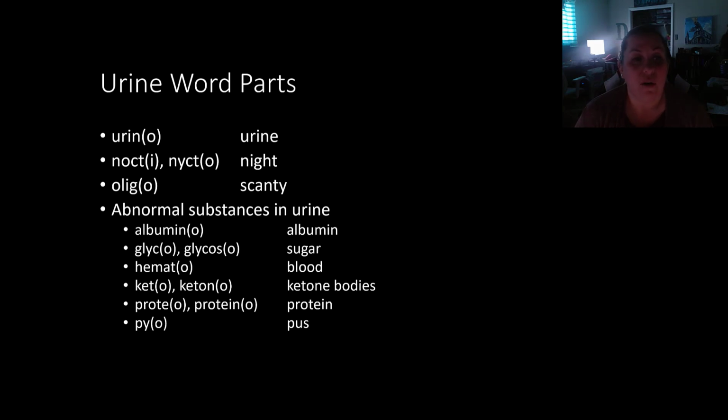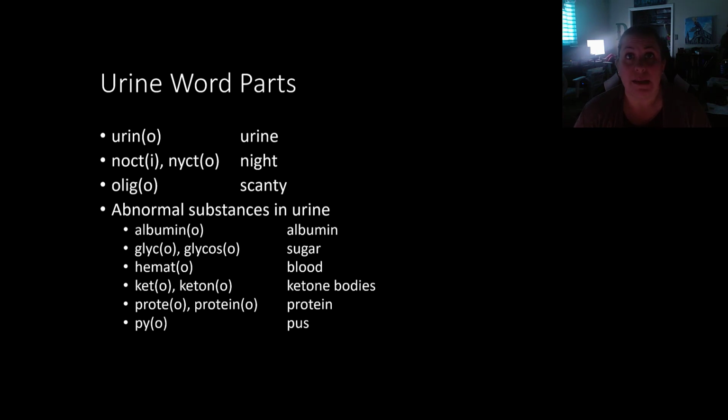You also have keto or ketone, which is going to be looking at ketone bodies. This is something a lot of times when you're on a keto diet or certain diets and want to go into ketosis, your urine can let you know if that's happening. But you have to be careful because it should not be in huge amounts. Proteo or protein is again a protein that could be in the urine, and pyo is pus. So again, these are things that should not be located in the urine.